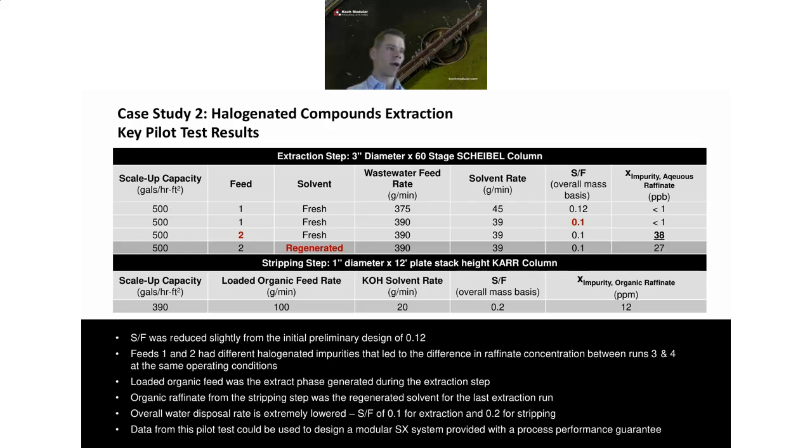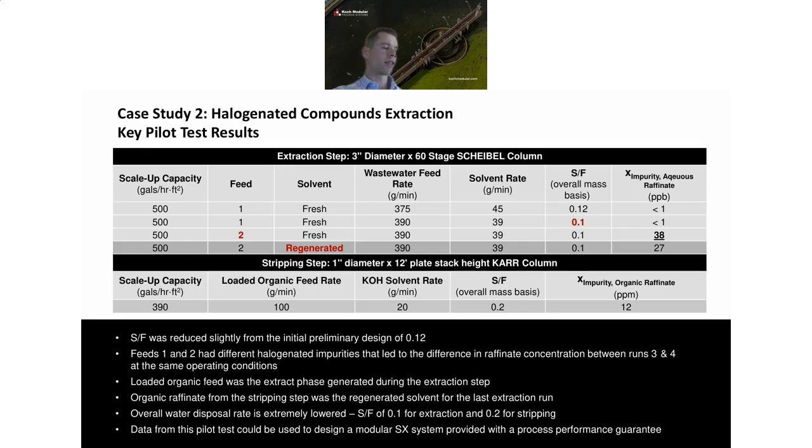So the next thing we did was we operated at those conditions in the third run in the first table to generate a high amount of extract or loaded organic so we could test the stripping step. And that's the run that you see in the second table. We used that extract or loaded organic from the extraction step to test out the stripping step. And although all the runs aren't shown here, we were able to reduce the potassium hydroxide solution solvent rate down to 0.2. So then we performed another production run with the stripping column to generate regenerated solvent so we could once again test the extraction step with regenerated solvent.